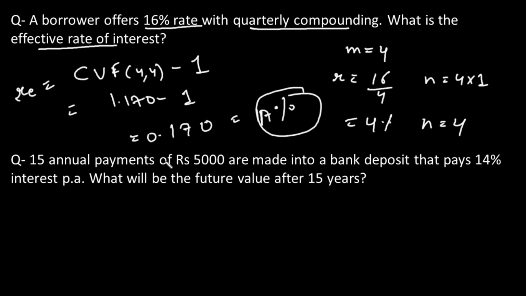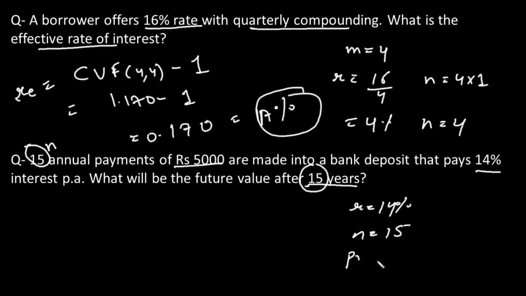Next question is, 15 annual payments of ₹5,000 are made into a bank that pays 14% interest per annum. What will be the future value after 15 years? अब ये वाला 15 आपको कंफ्यूज करने के लिए दिया हुआ है. This is n only और n हमें यहाँ से पता चल रहा है. So r is 14%, n is 15 and present value is 5,000 rupees, which is our annuity value basically.